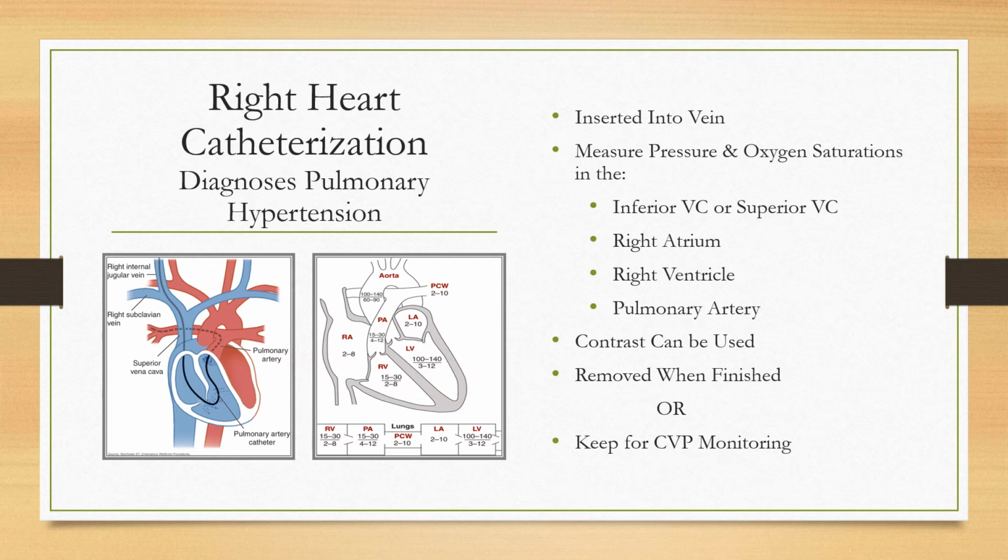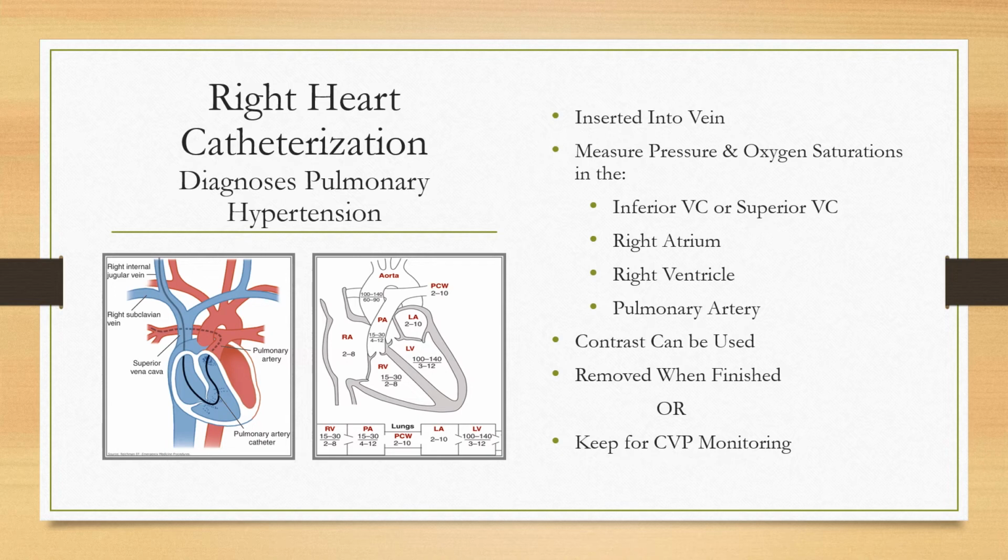So how do we get to the right heart? Through a vein. Okay. So we insert the catheter into the vein, and that catheter has the ability to measure pressures and measure oxygen saturations. So we can get the catheter into the inferior vena cava or the superior vena cava by accessing the central circulation, and then we can get it into the right atrium, right ventricle, and pulmonary artery.